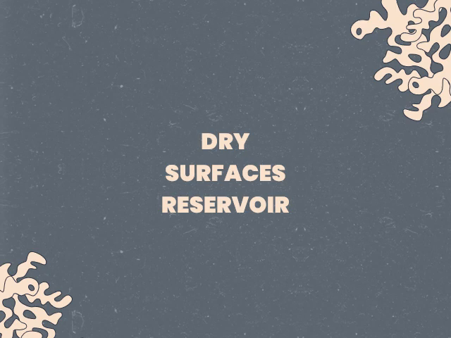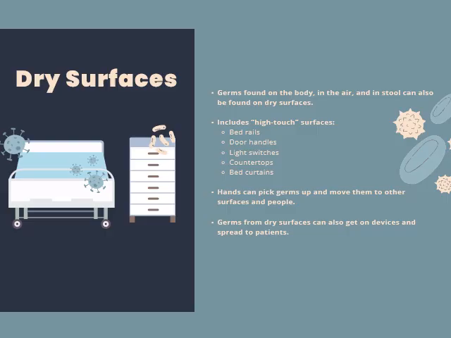Now, let's talk about dry surfaces. Germs from the body, air, and stool can easily spread to dry surfaces like bed rails, door handles, countertops, and bed curtains. Hands can transfer germs to other surfaces or people, and devices can pick up germs from dry surfaces, spreading them when used on or in patients.